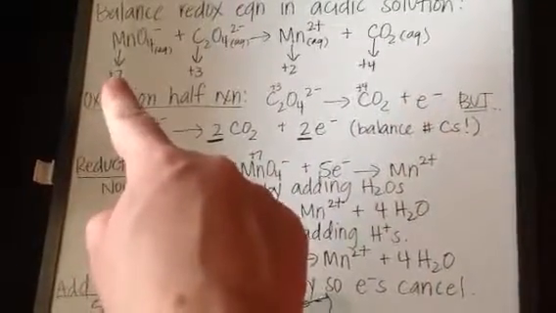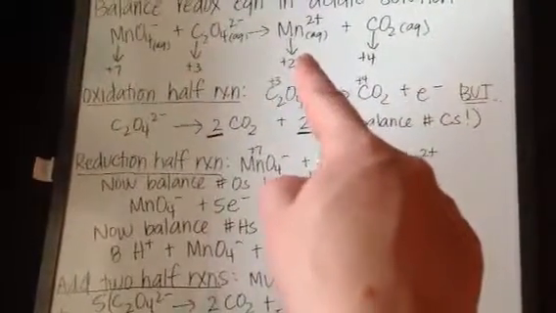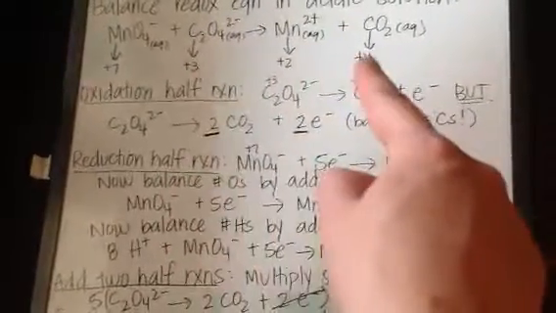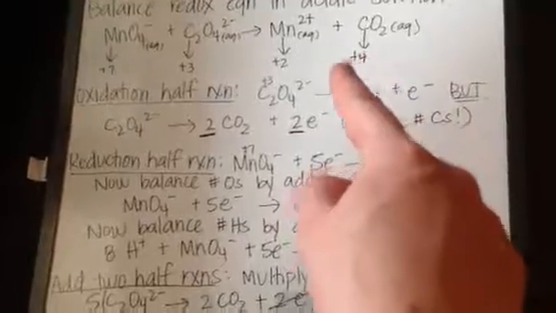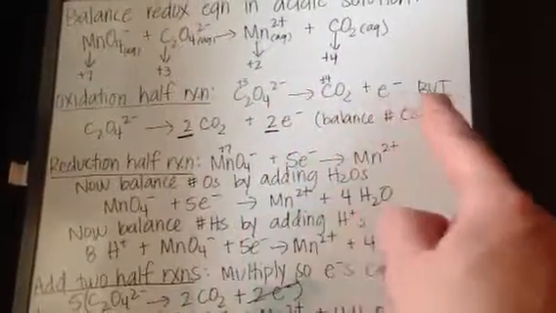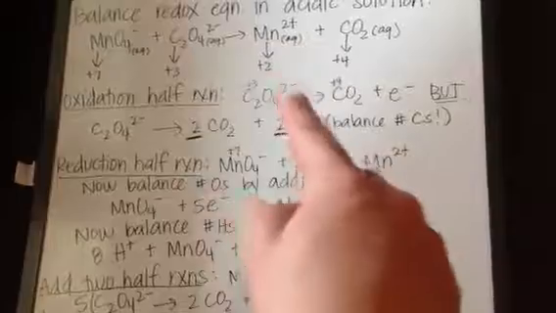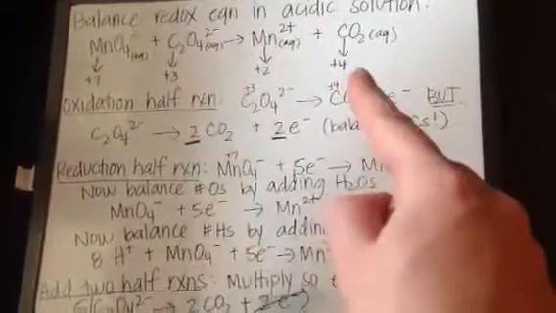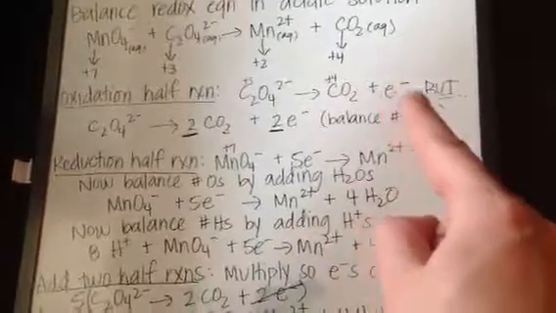So manganese goes from +7 to +2, so that means it's getting reduced. And carbon's going from +3 to +4, so that means it's being oxidized. So here's my oxidation half reaction. Oxalate is becoming carbon dioxide, and it goes from 3 to 4, which means it lost 1 electron.